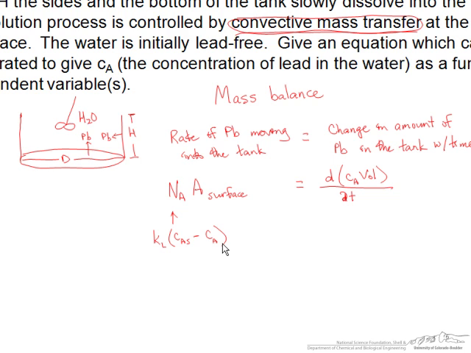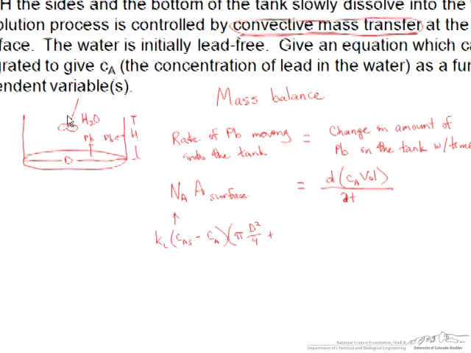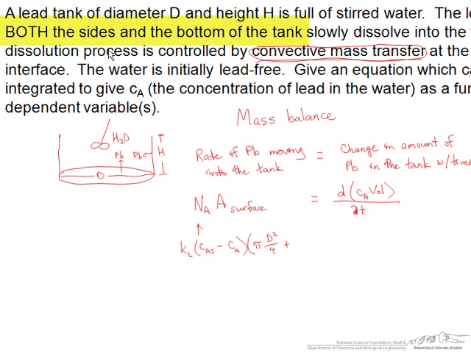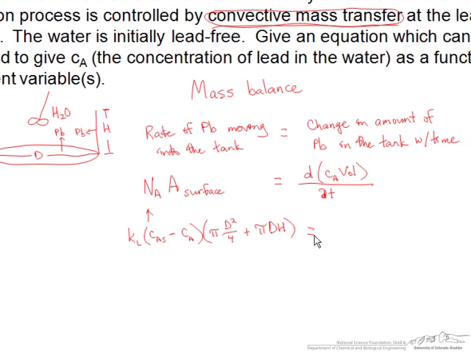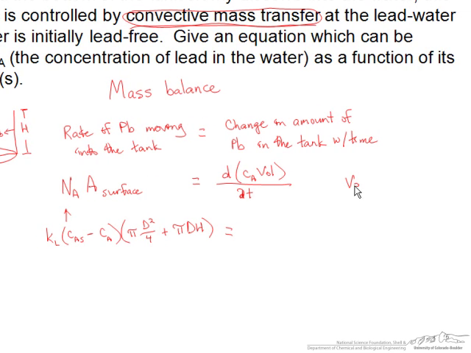The surface area is the bottom of the tank, which is pi D squared over 4, plus the walls of the tank, because it says that the lead from both the sides and the bottom of the tank slowly dissolves into the water. So we've got the bottom of the tank, and now we have the sides, which is pi D H. And that equals the volume of the tank. So the volume is going to equal pi D squared over 4 times the height.